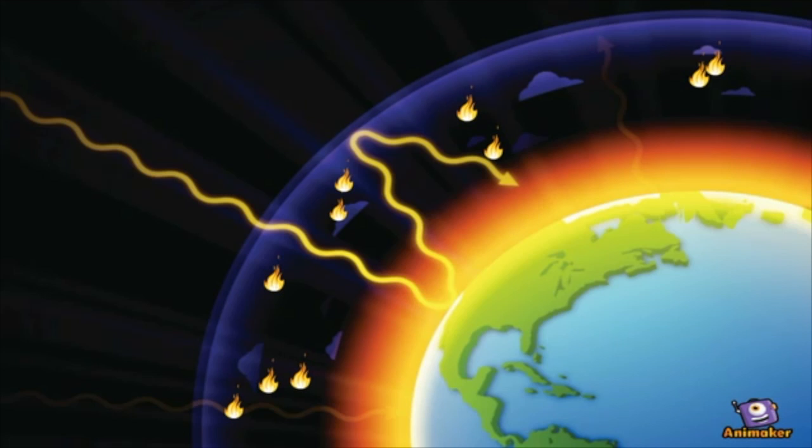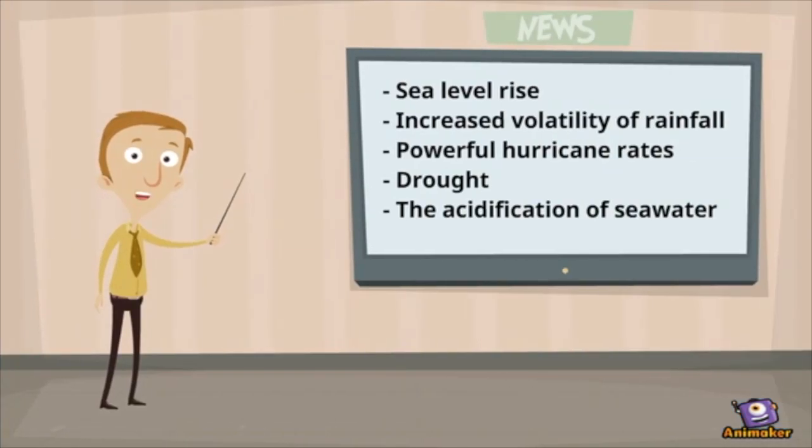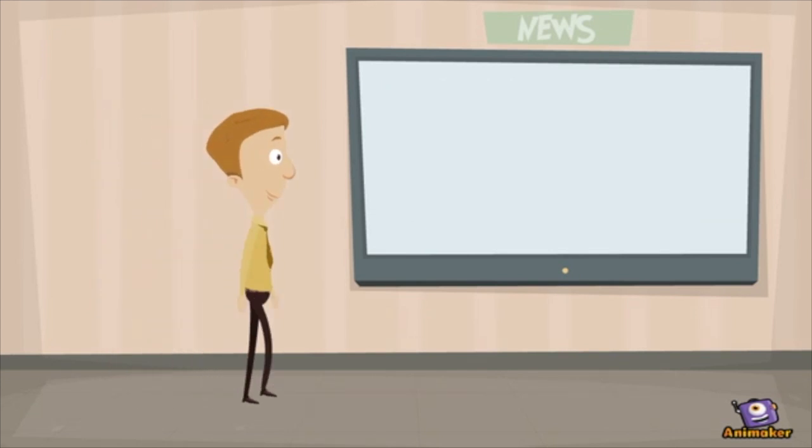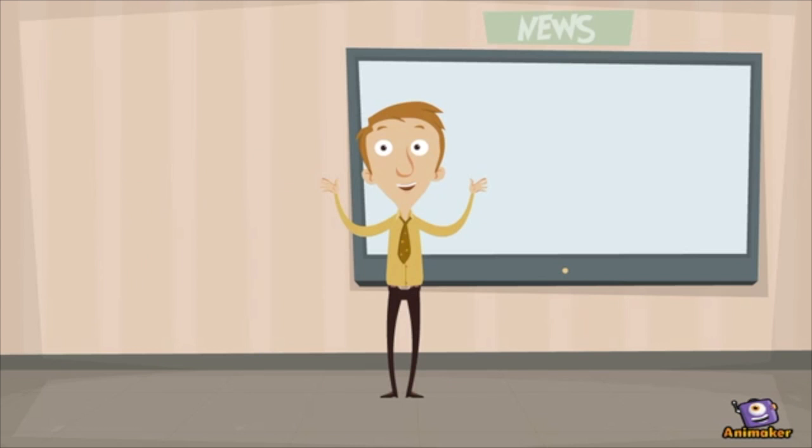surface temperature. An increase in the Earth's surface temperature can have negative impacts, such as an increase in sea height due to the melting ice caps, an increased volatility of rainfall leading to food supply and water destabilization, an increase in powerful hurricanes, drought, and the acidification of seawater, posing major threats to marine ecosystems. So what are we doing about it?